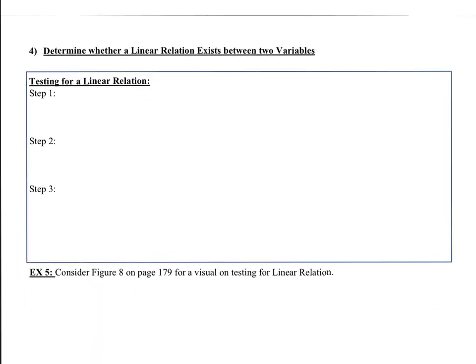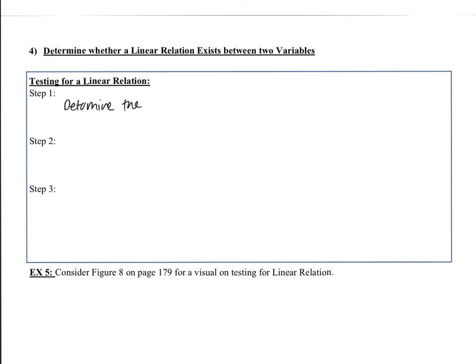Now let's take a look at Objective 4. Determine whether a linear relation exists between two variables. So what you might be asking yourself is, how do I know if the correlation between two variables is strong enough for me to conclude that a linear correlation exists between them? Well, we have the steps for testing a linear relation. So step 1.